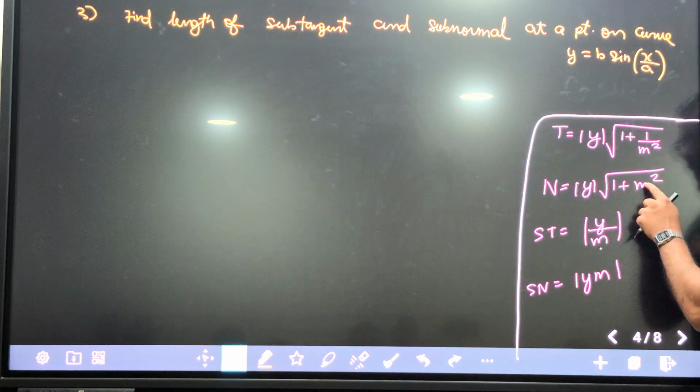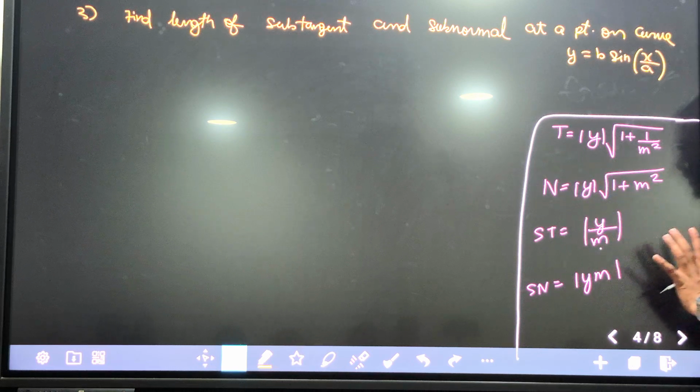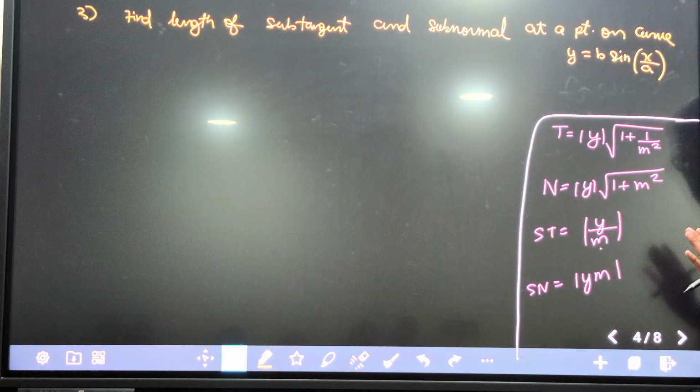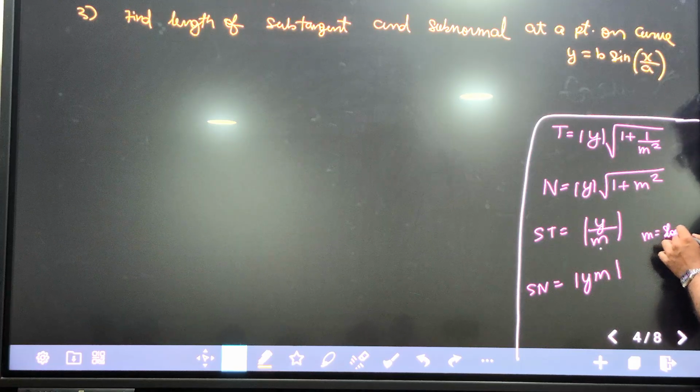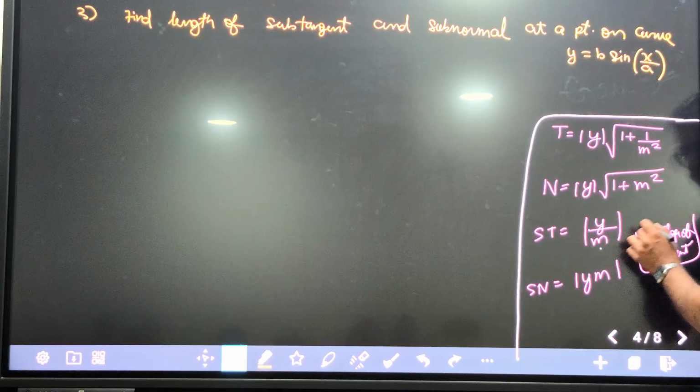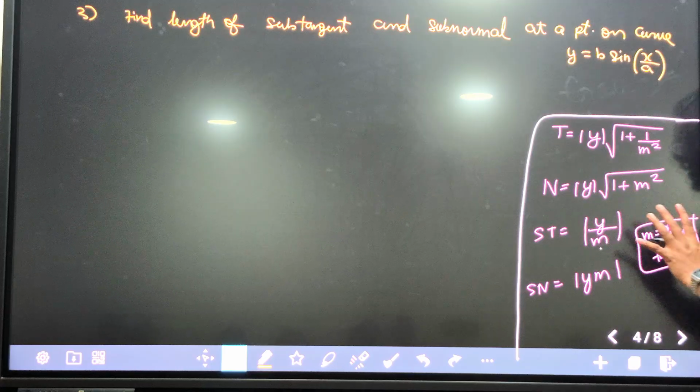In normal, it is in numerator. So by observing the pattern, you have to get the things done. One thing important is m is always the slope of tangent. So you have to differentiate and get m, and y would be given in the question. That's it. So let's see the question.